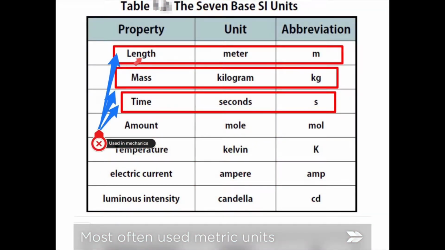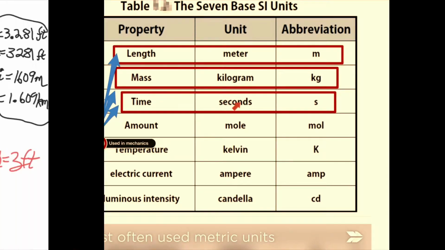Any unit using length, which is many of them, must be in meters. If you have centimeters, they must be converted to meters. Mass is in kilograms, or kg, and time is in seconds, so if you have hours, you must convert those to seconds.